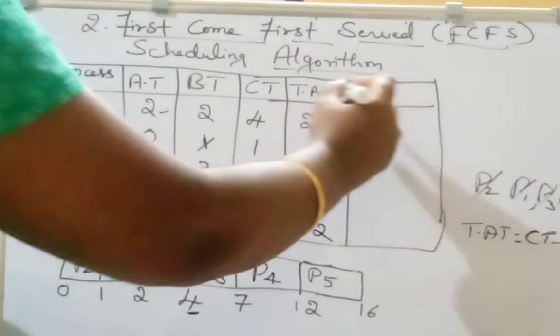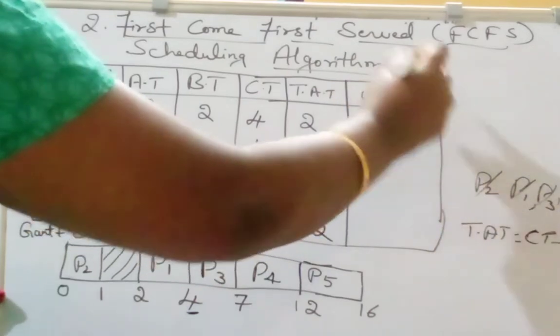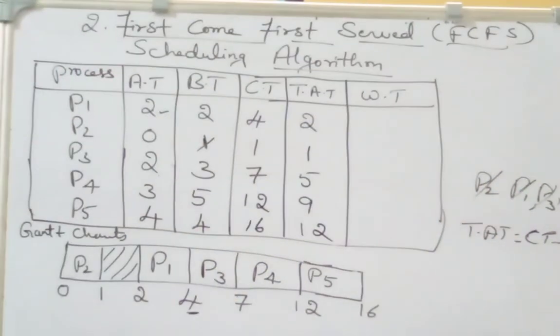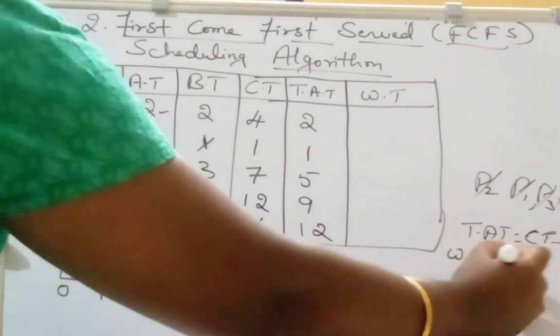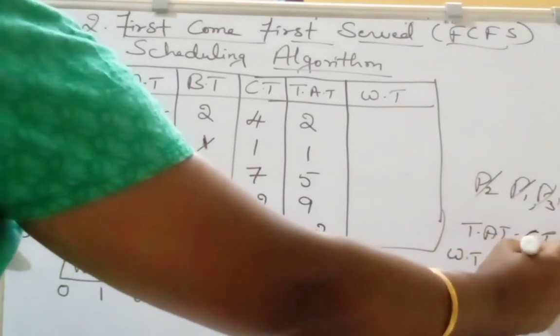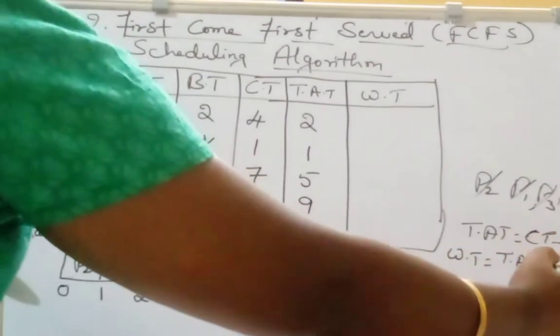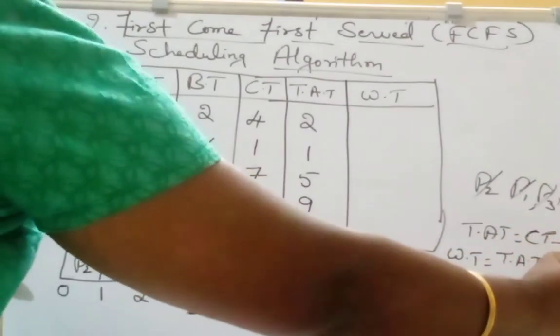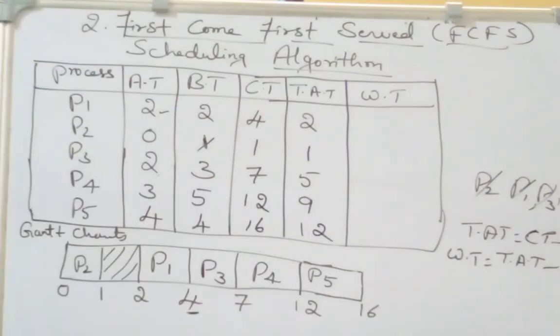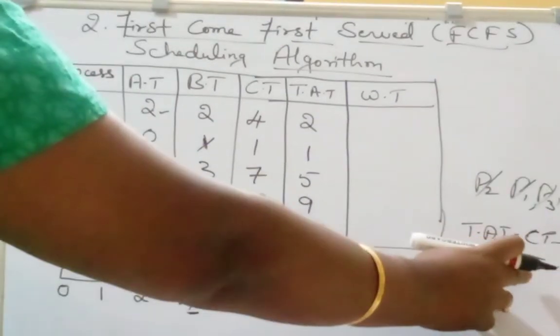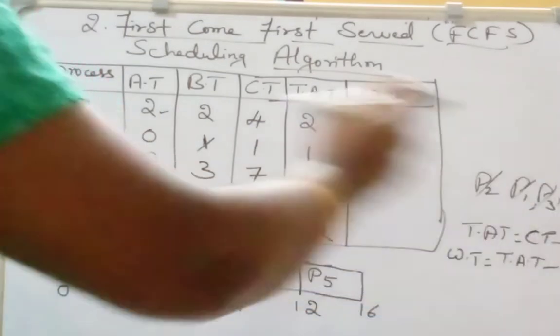Next we should calculate the waiting time. So what is the waiting time of each of the processes? Guys, you should always remember the formula: waiting time is equal to turnaround time minus burst time. Waiting time is equal to turnaround time minus the burst time.